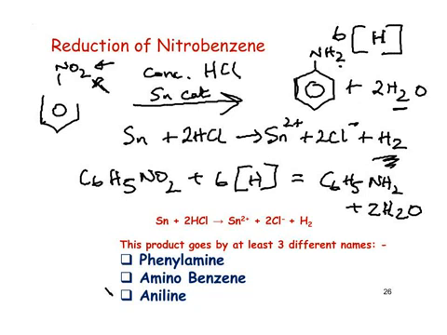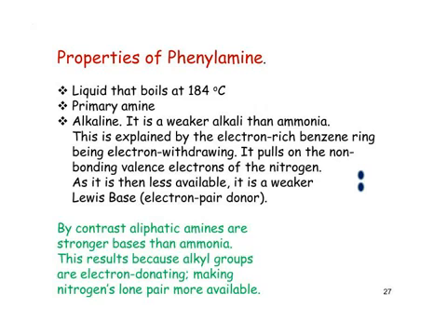And it goes by several names. It's known as aminobenzene, it's known as phenylamine, and its old name is aniline. The properties of phenylamine, well, it's a liquid and it boils at high temperature, 184 degrees centigrade. It's a primary amine, represented like that.